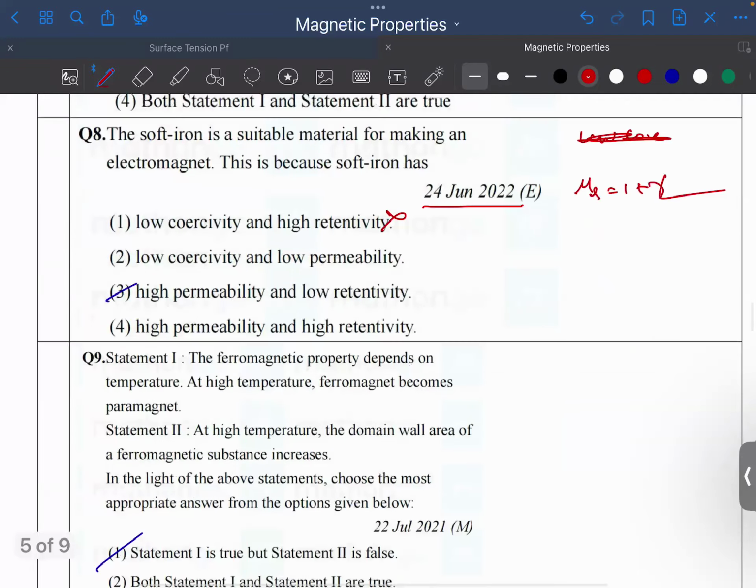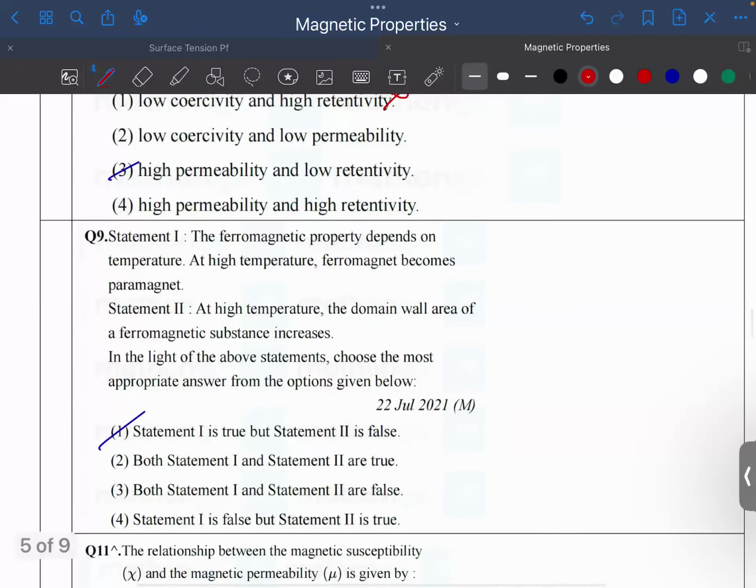Next, the ferromagnetic property depends on temperature. At high temperature, a ferromagnet becomes a paramagnet. This is a true statement. At high temperature, the domain wall area of a ferromagnet increases. So this is wrong. So statement 1 is true, statement 2 is wrong.